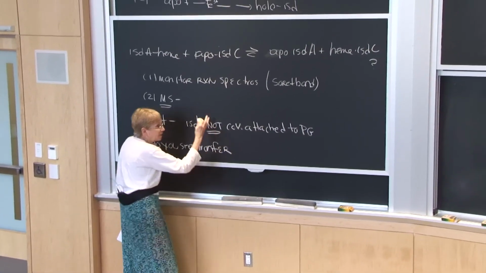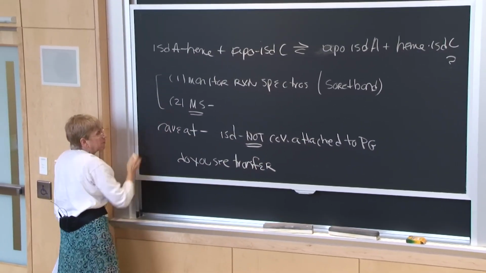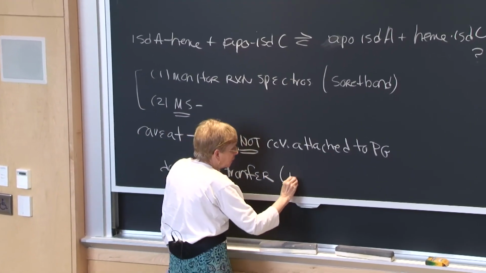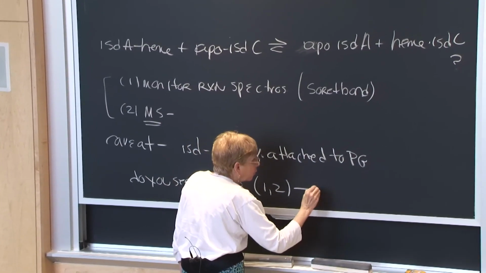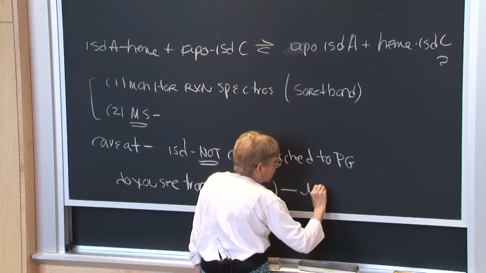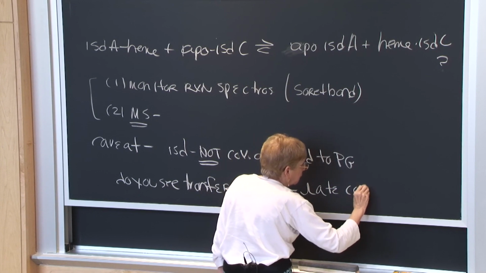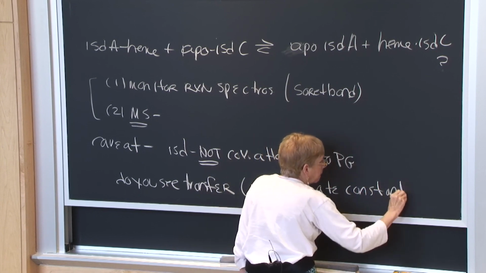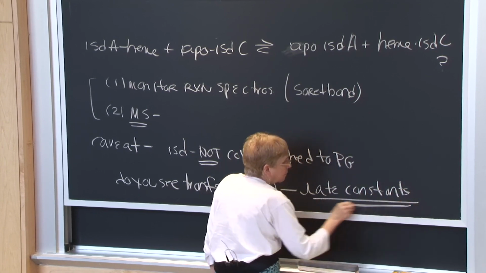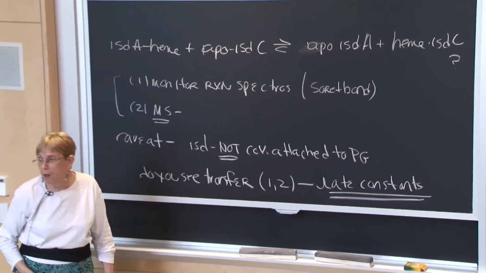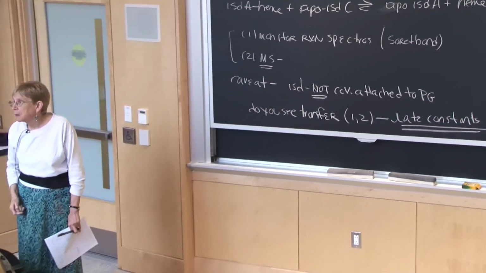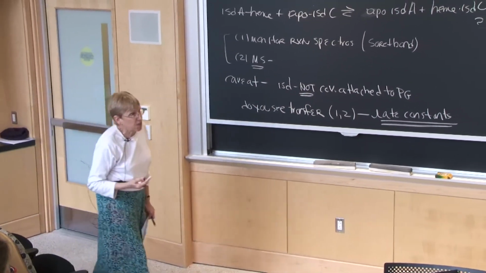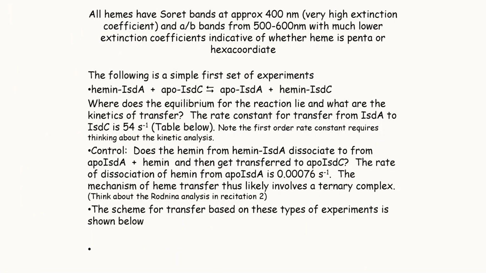And one could tell that by either of these 2 assays, so you could use 1 and 2. And what you really want are the rate constants for transfer. Okay, and the rate constants for transfer are dependent on the concentrations. So how you set this up is something you've got to do a lot of messing around with.